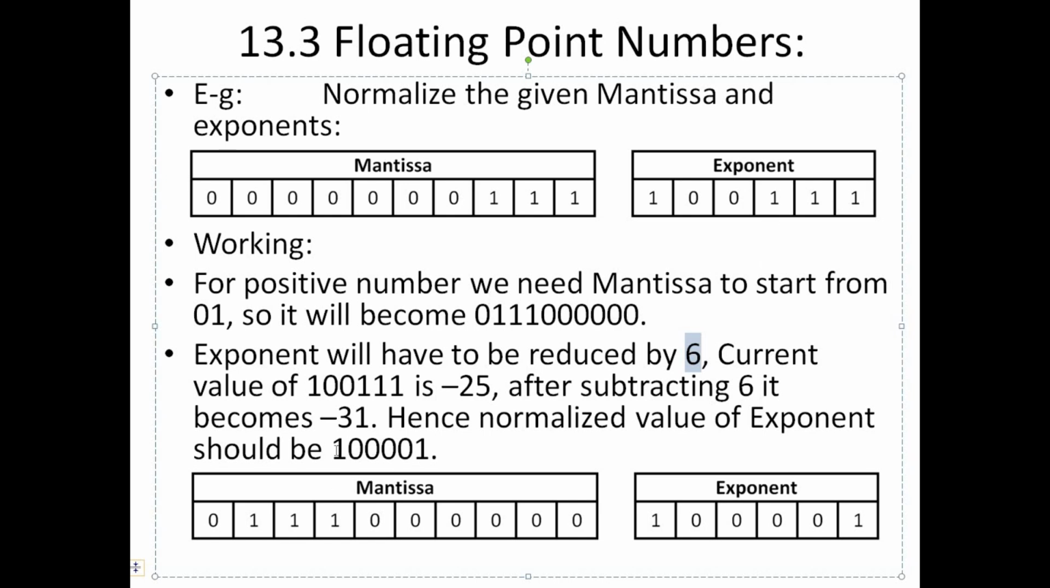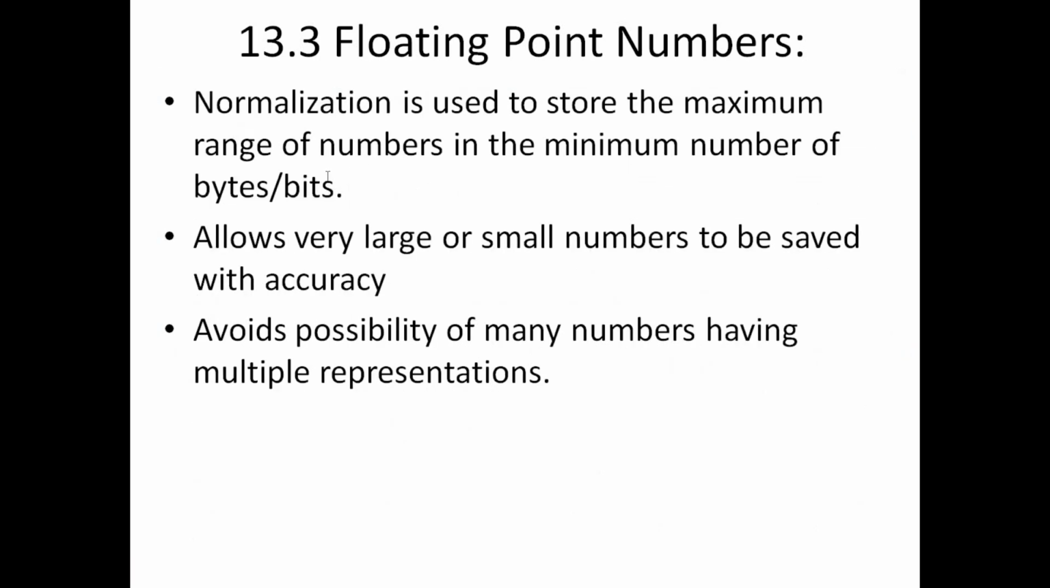So now the new value of exponent, or the normalized value of exponent, would become 1000001 to reflect -31, and you'll write your new normalized value of Mantissa. You'll fill the remaining places with 0. I'll not go into the details of how shift works. You have already done that in chapter number 1.